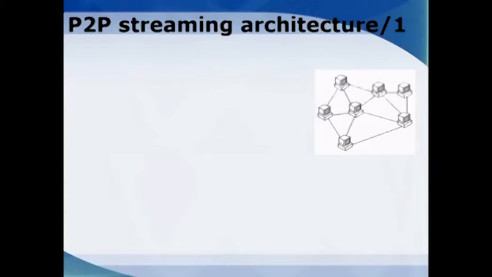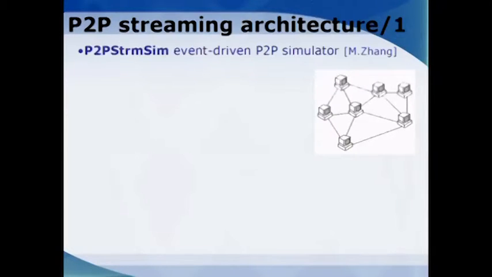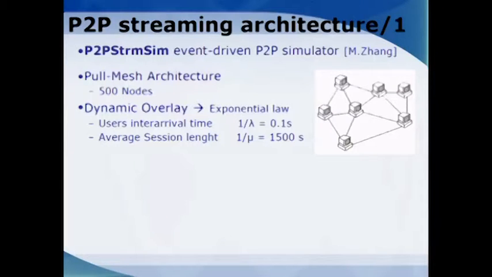To simulate the peer-to-peer system, I used an event-driven simulator, and then I modified it. The architecture that I took into account consists of 500 nodes. It is a dynamic overlay, which means that a peer can join and leave the network at any time. To model users' inter-arrival time and user session length, I used an exponential law with these parameters: users' inter-arrival time 0.1 seconds and average session length 1,500 seconds.